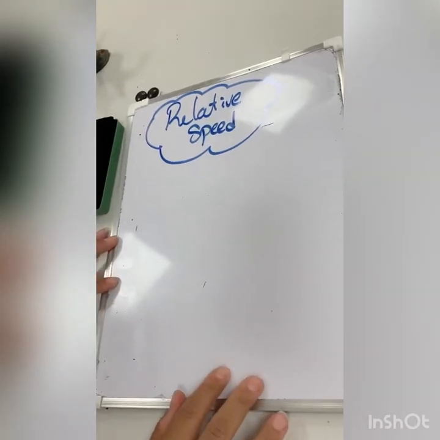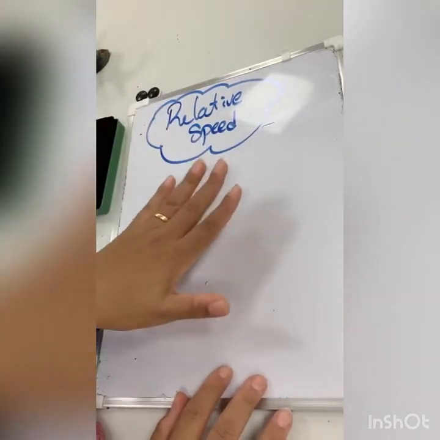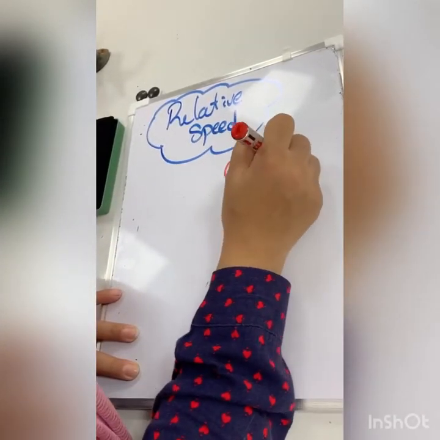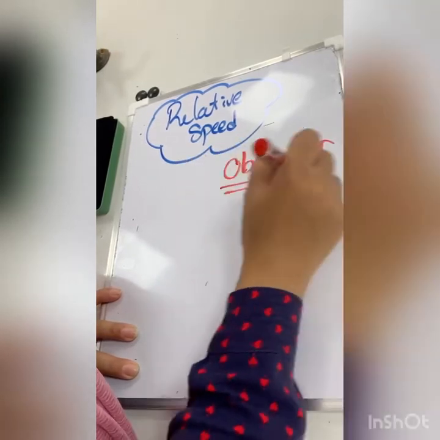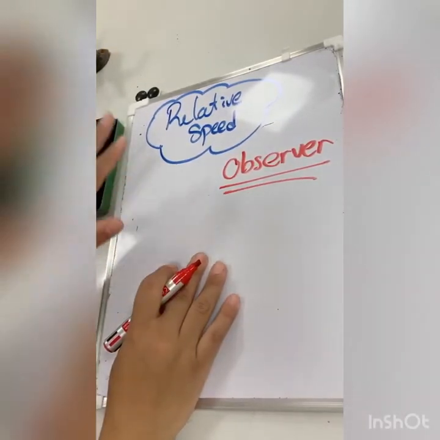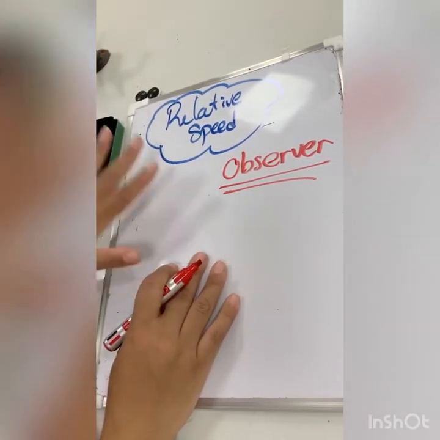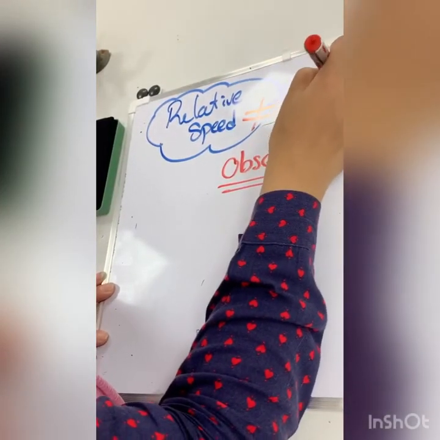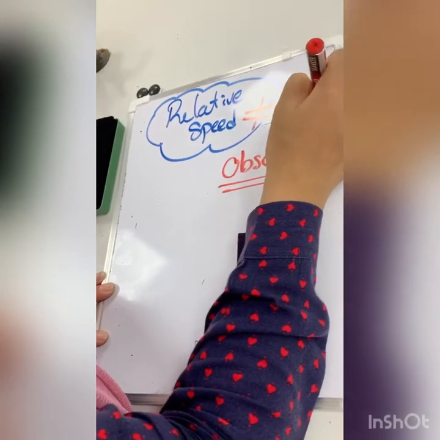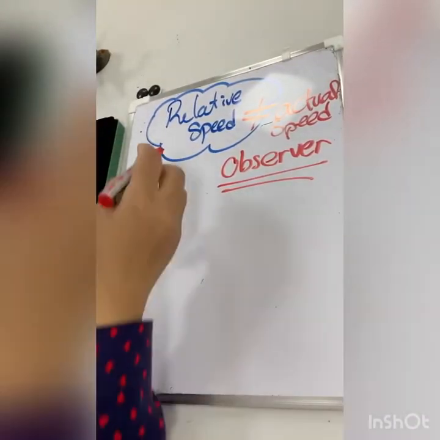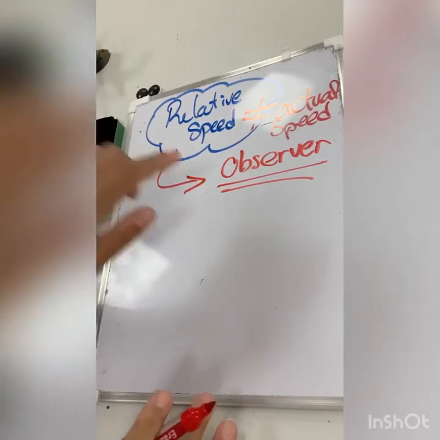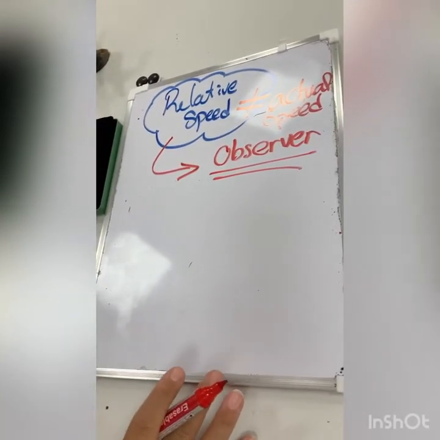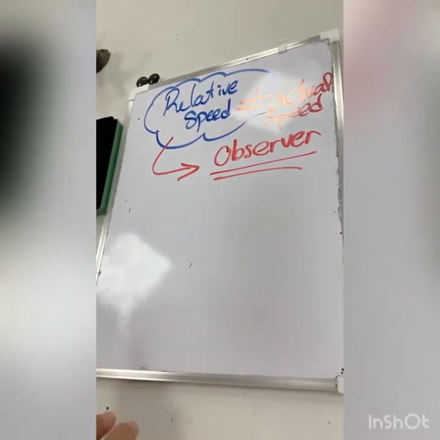Relative speed is the speed of the moving object relative to an observer. What is meant by this? It means that this speed is not the actual speed of the moving object, but it's the speed relative to an observer. It's the speed as the observer sees it.